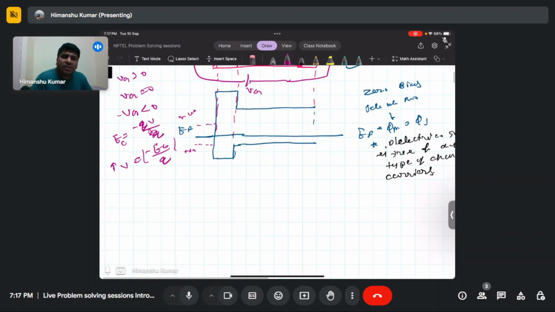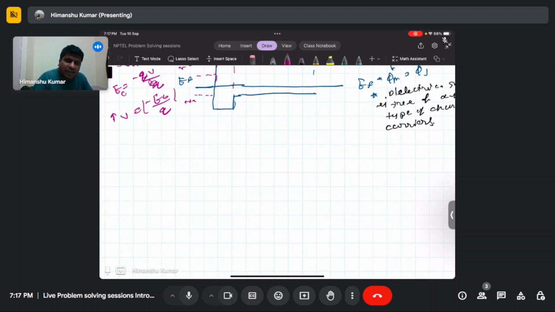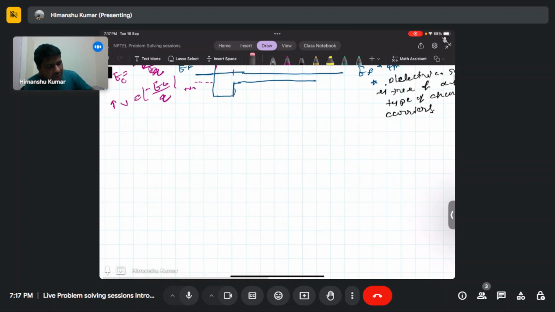So depending on the biasing condition which we apply, there are three different regions. One is the accumulation, another is the depletion, and the other is the inversion.